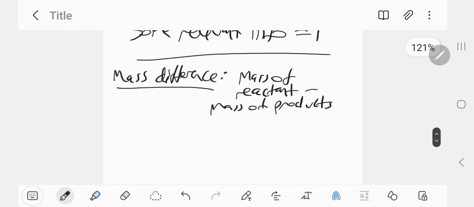Reason why it's the mass of the reactant minus mass of products rather than vice versa is because this is nuclear fission. This is the splitting of the nucleus, the uranium nucleus. And the mass of the reactant, the uranium nucleus, is more than the mass of the products. In this case, the thorium nucleus and the alpha particle. Okay, and this is called the mass defect, and you get energy that's released, okay, from the products.